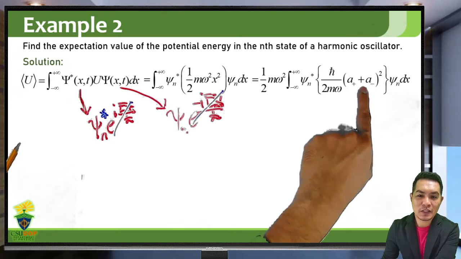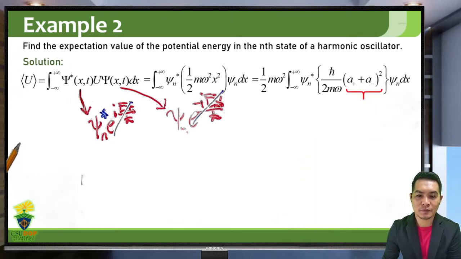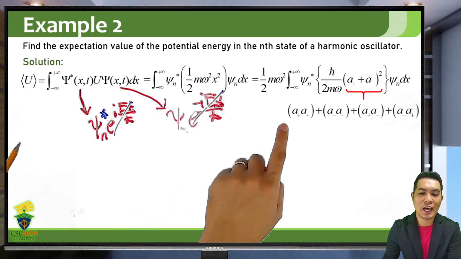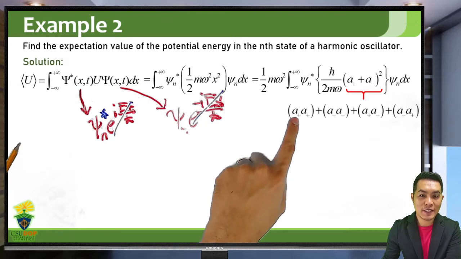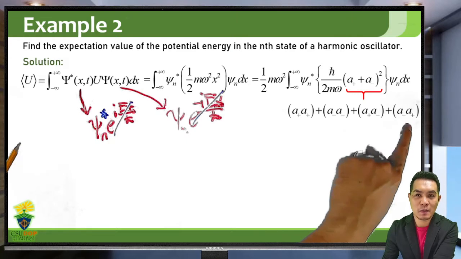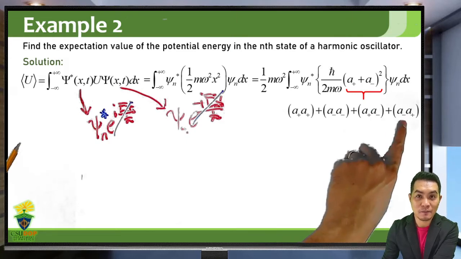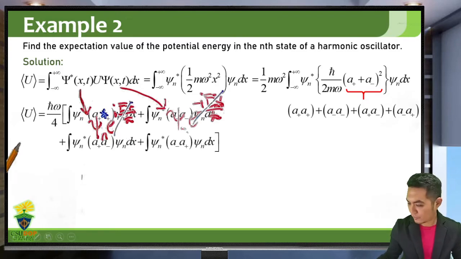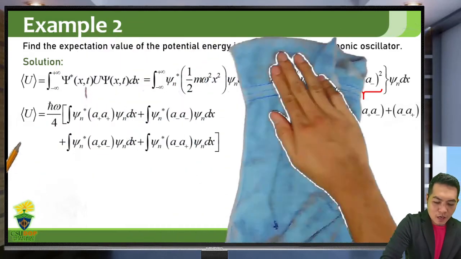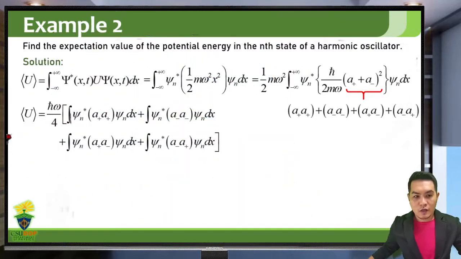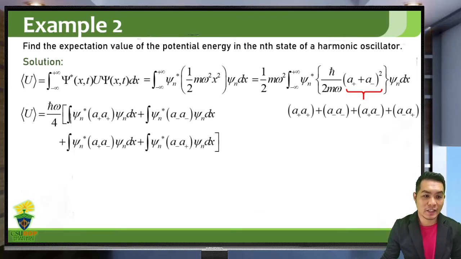You will notice that this term is actually 4 terms. You have a plus a plus, where you operate the raising operator twice, then a minus a plus, a plus a minus, and a minus a minus. Take note, these two are not the same. A plus and a minus do not commute with each other. This means our integral will be converted into 4 integrals essentially.